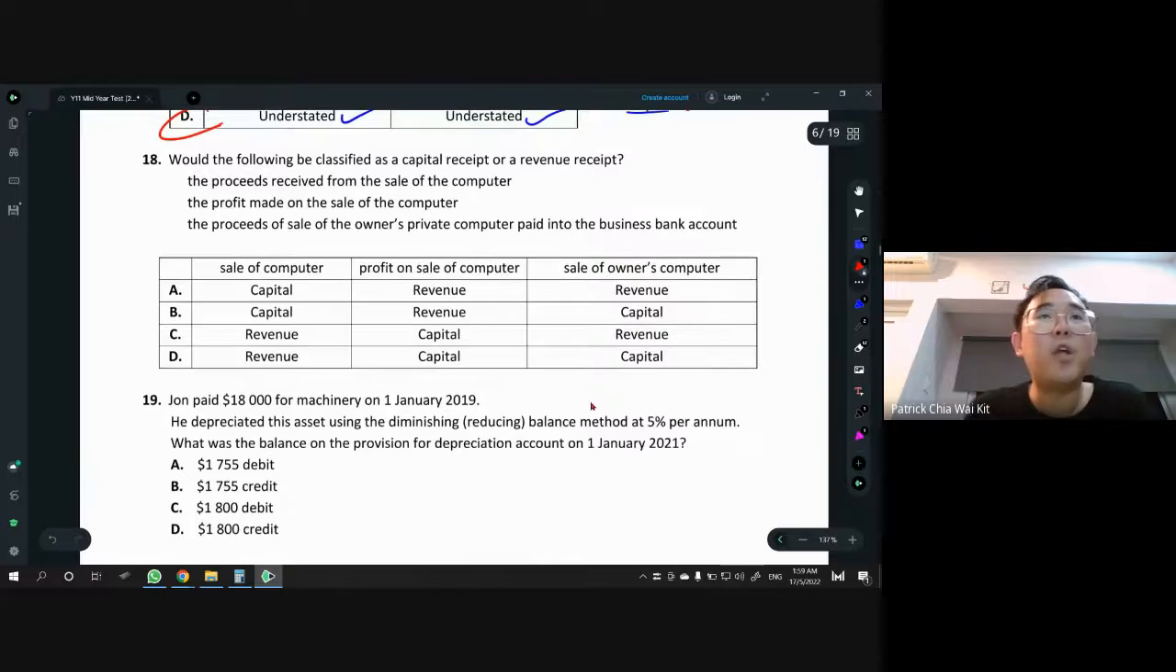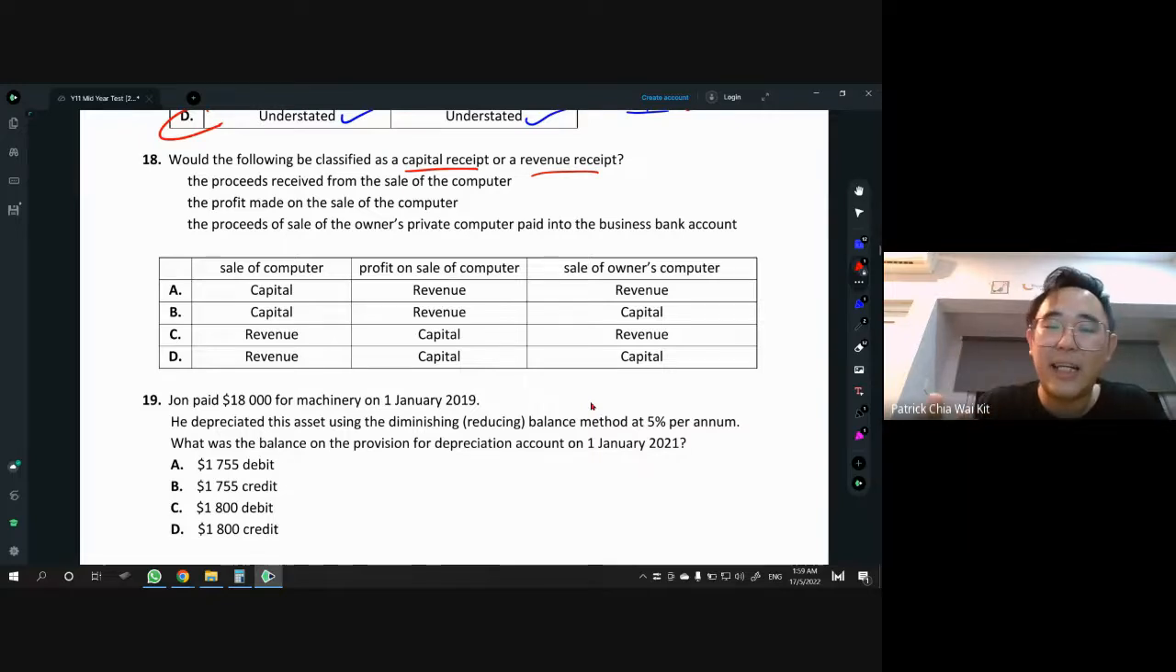18. Which of the following will be classified as capital receipt and revenue receipt? For capital receipt, there are three things. Number one, when you sell NCA, that's called capital receipt. Number two, whatever the owner gives us as capital is also called capital receipt. And lastly, when you borrow money, the money we get from borrowing is also known as capital receipt. Whereas revenue receipt is technically our income. Our main income is sales, when you sell things, you get money. That's called revenue receipt, and then all the other income.